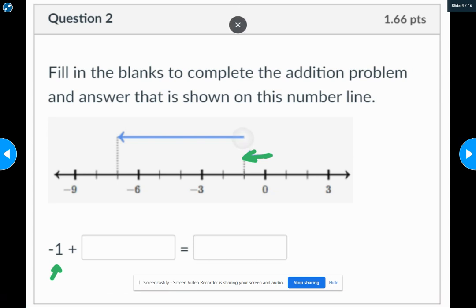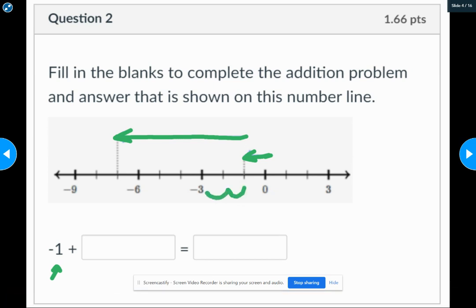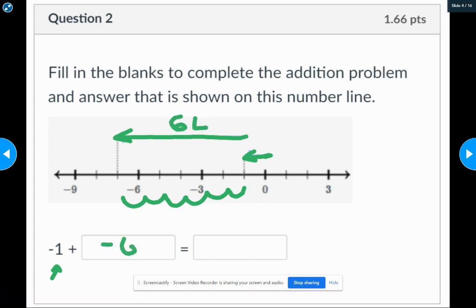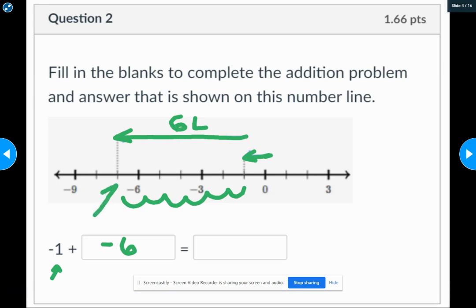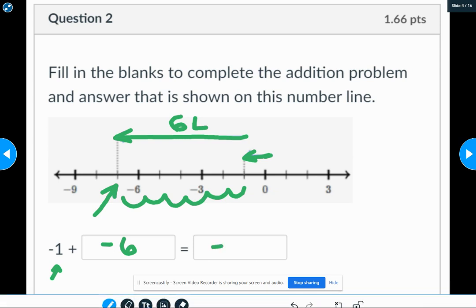And then from there, you're going to travel an extra, let's say, 1, 2, 3, 4, 5, 6 more to the left. So that would be a negative 6. So we have negative 1 plus a negative 6 because those are both negative directions. And then we end up at that number right there, which would have to be a negative 7.